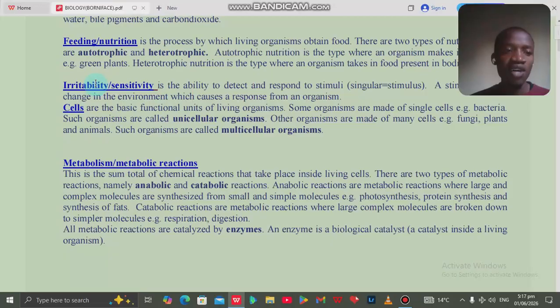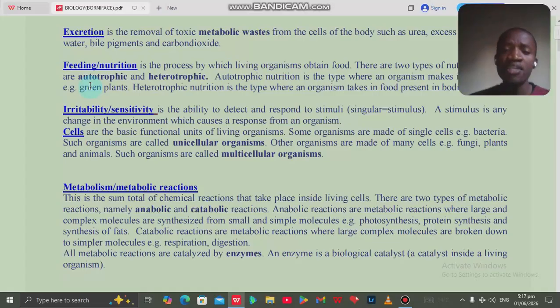So we move on to another one, which is irritability or sensitivity. This is simply the ability of organisms to detect and respond to stimuli, or if it's singular, it's known as a stimulus. So now, what is a stimulus? It is any change in the environment that causes a response from you. An example we can give is when you are walking and you see a snake. The act of you jumping away from the snake, the snake becomes the stimulus and it is causing you to react. That is known as irritability or sensitivity.